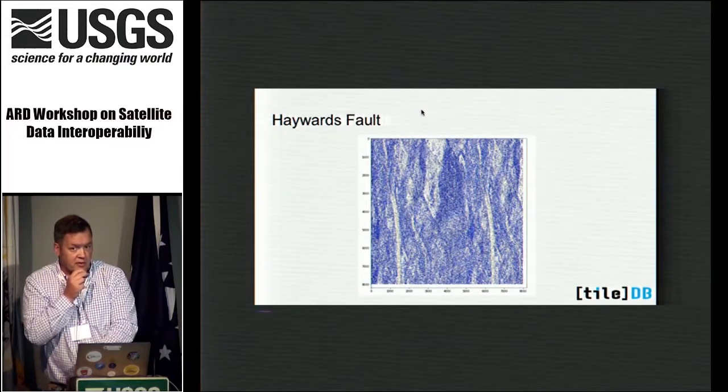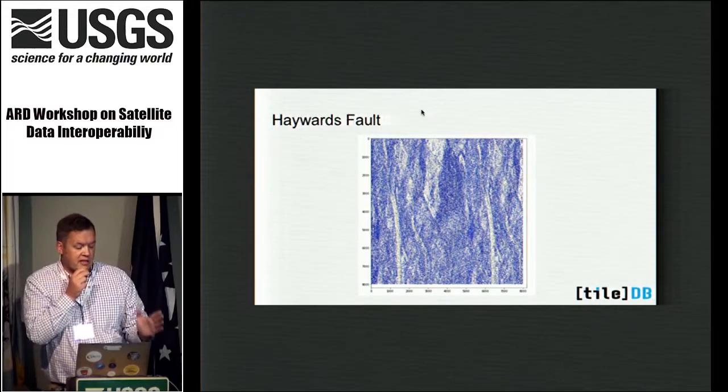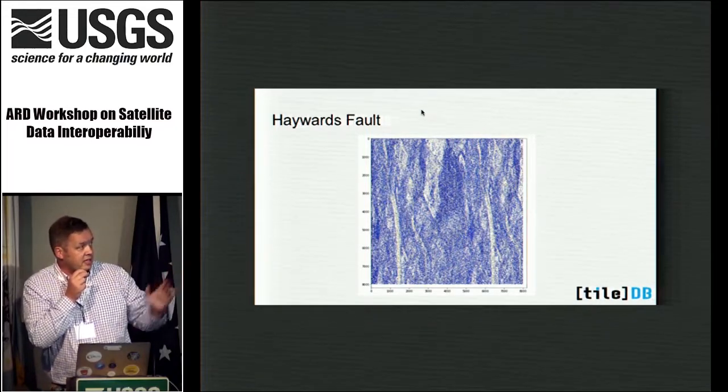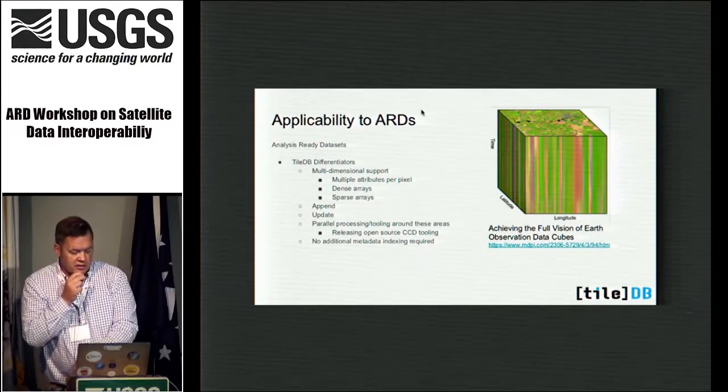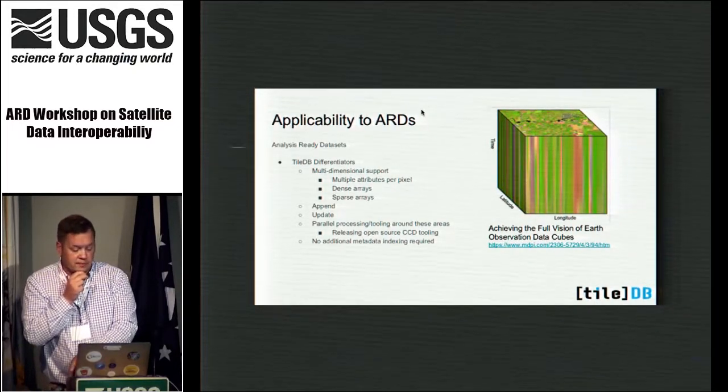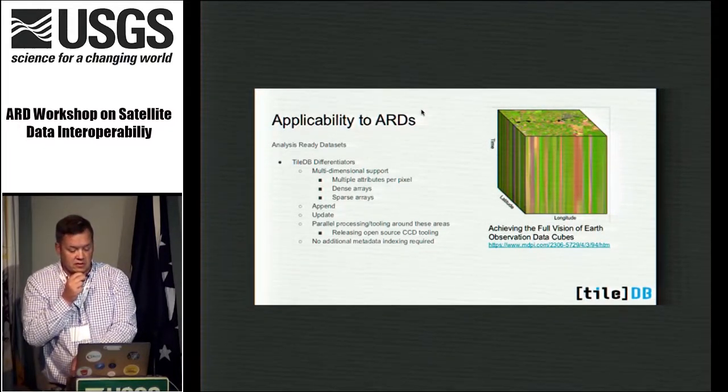And then we took an image over Hayward Fault, which is a fault line in California, and it showed that from one year to the next, we had a significant shift in time, and we had to detect that deformation. So differentiators: multi-dimensional support, append and update, as well as parallel processing and tooling around these areas, and all of this is going to be open source.